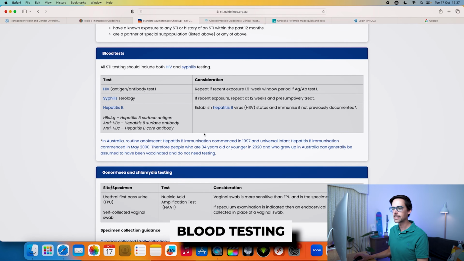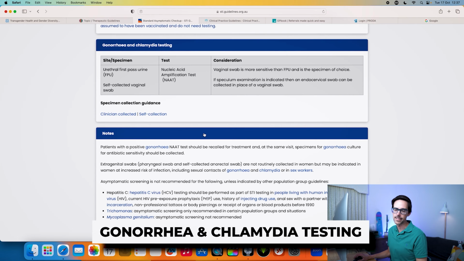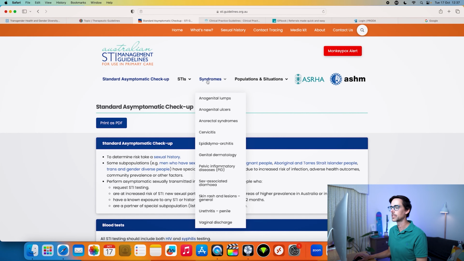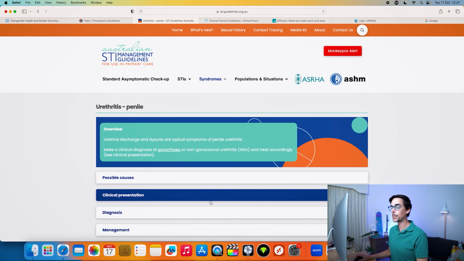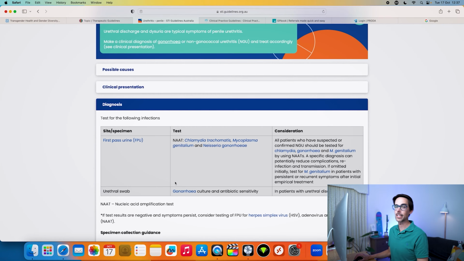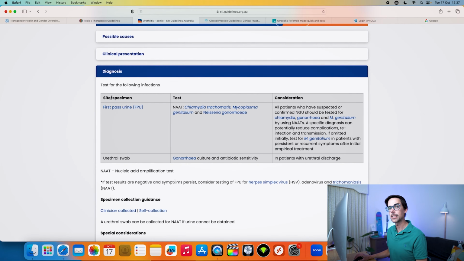There's bits about blood testing, there's bits about gonorrhea and chlamydia testing. Now, the cool thing about this as well is that if you have certain syndromes, a good example is penile urethritis. A patient comes in and they have pus basically coming out of their penis. This is a really great website to know which test to request when you click on diagnosis. And this really came in handy because I personally thought that I would just check for chlamydia and gonorrhea, but I also added in a mycoplasma, and that's the one that came back positive.